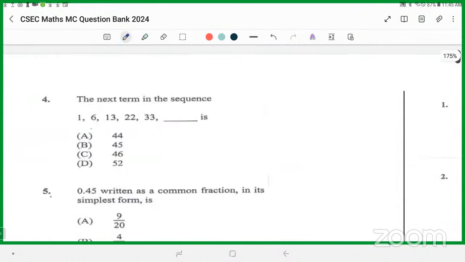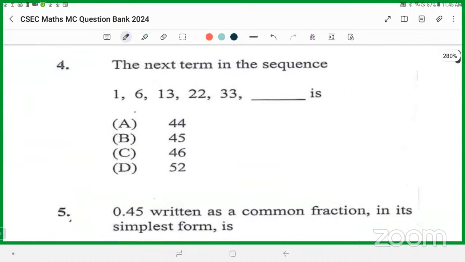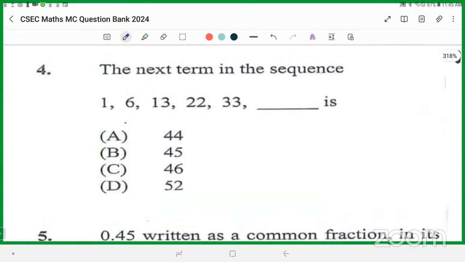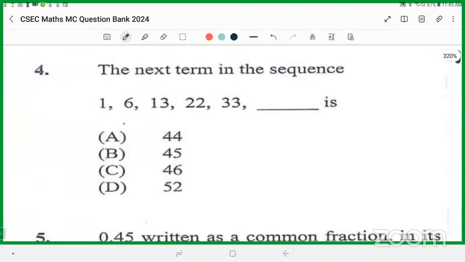Next question. This is a sequence question. So this is basically follow the pattern of the sequence and see what the changes are and apply the next change.